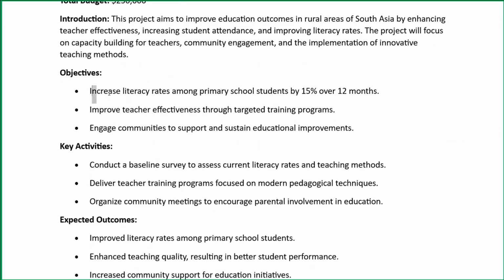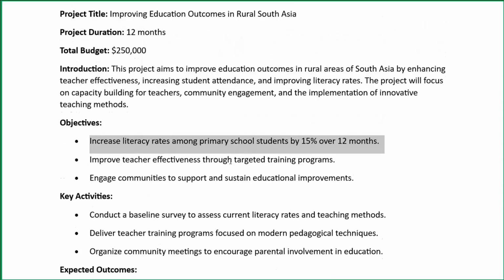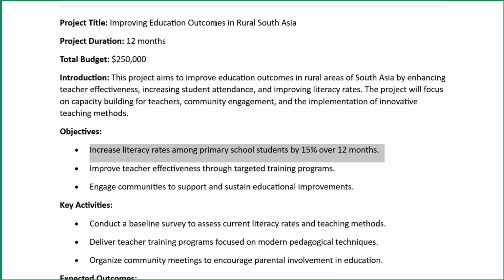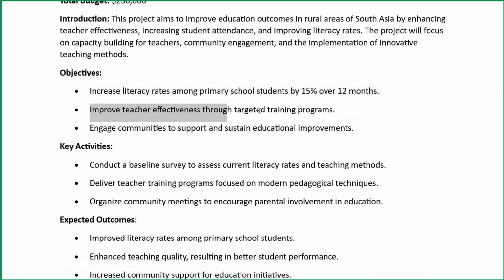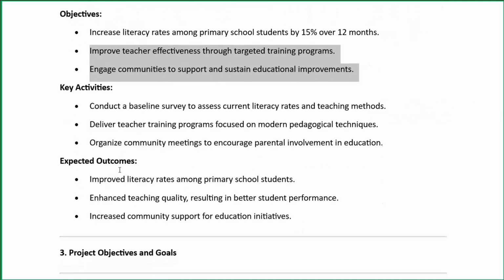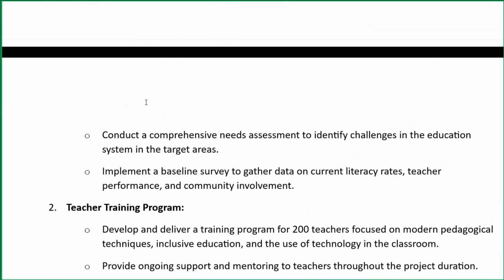These are the objectives we have developed: increase literacy rates among primary school students by 15% over 12 months. The project is improving education outcomes in rural South Asia. Then we have this objective and this objective. The key activities: conduct a baseline survey, assess current literacy rate. This was mentioned in the TOR.